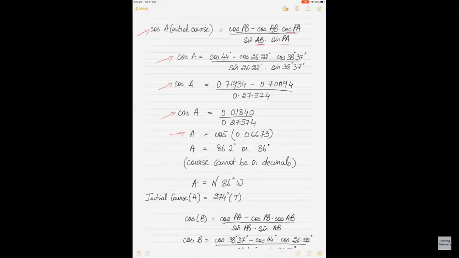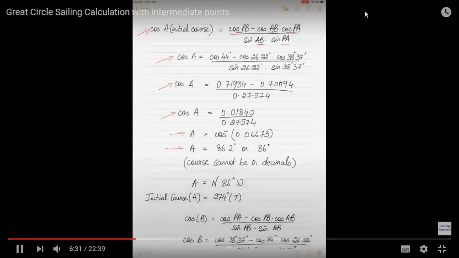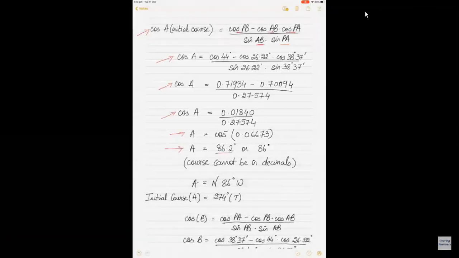So this gives you the initial course as 86.2 degrees. But remember to always change the course to cardinal direction, because courses cannot be in decimals, you can't steer in decimal places. Courses have to be in round figures. That's why I've rounded it off to 86 degrees, north 86 west, is our course, because it is northwest. So we convert it to 360 degree notation, which is 274 degrees true, our initial course.